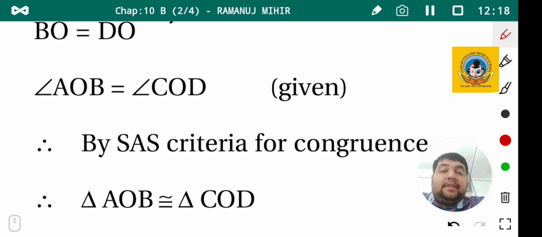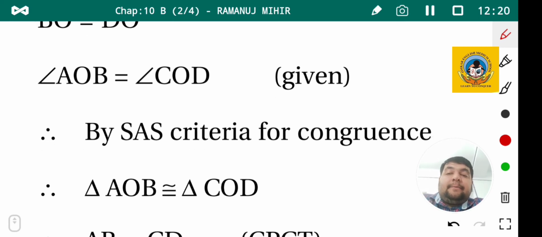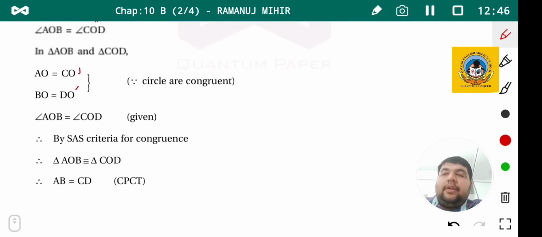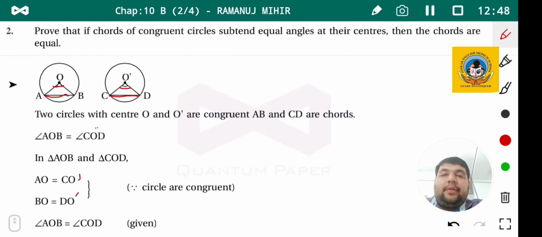So if we use this criteria, we can say that triangle AOB is congruent to triangle COD, and that's why each and every side and each and every angle of both triangles are equal. So by using CPCT theorem or CPCT rule, AB is equal to CD. That's how we have proved this given statement.